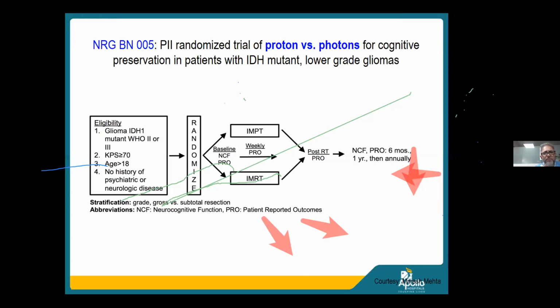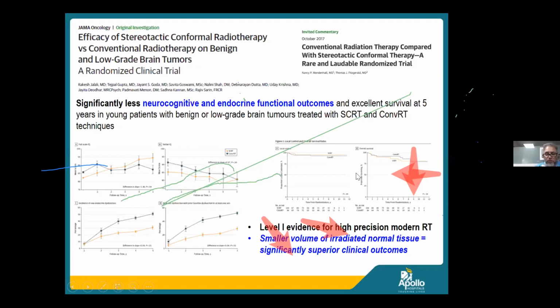evidence in a phase 2 randomized trial of proton therapy, the modern proton therapy using intensity modulated proton therapy, comparing with the best photon technology, which is intensity modulated radiotherapy, and randomizing them to the two arms with a favorable profile, IDH1 mutant, WHO grade 2, who have a long-term survival, choosing a very relevant endpoint of neurocognitive function and patient-reported outcomes at 6 months and yearly. And we are eagerly looking forward to this trial showing us whether protons would make a difference.